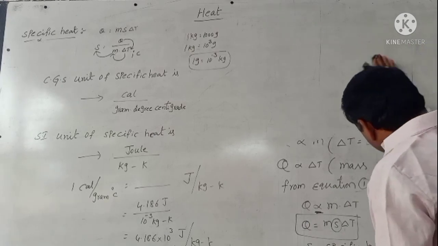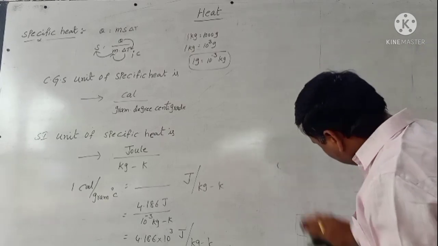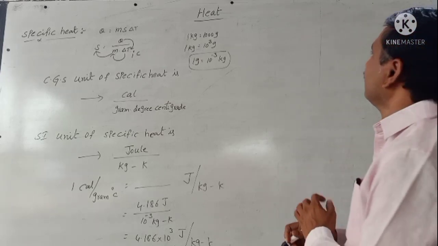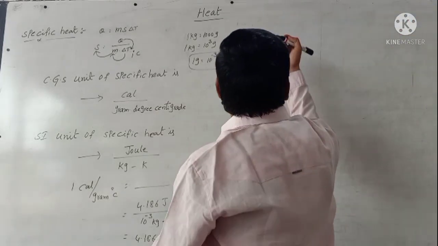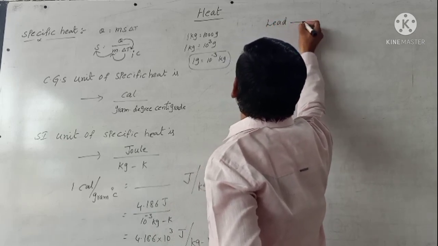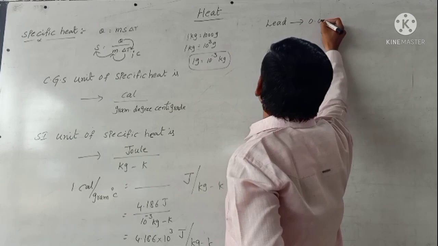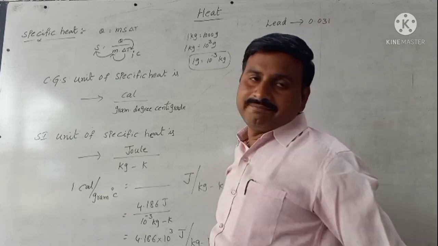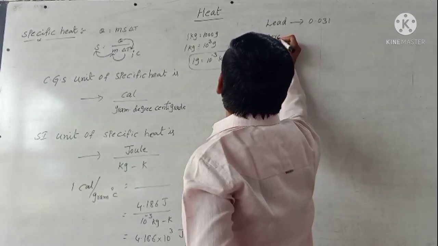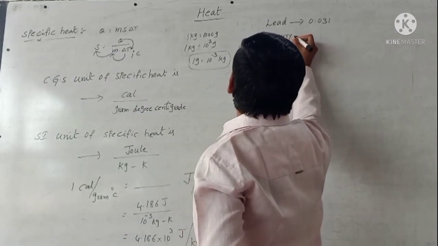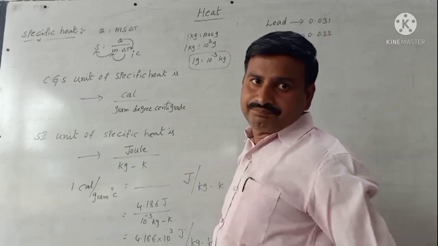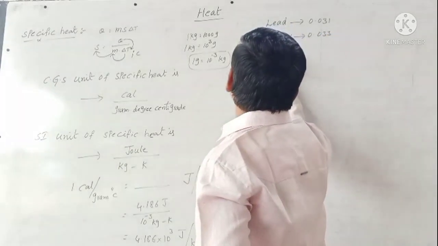After that, here is a table, a very important table. First of all, lead: the specific heat of lead is 0.031. Next, mercury: the specific heat of mercury is 0.033.